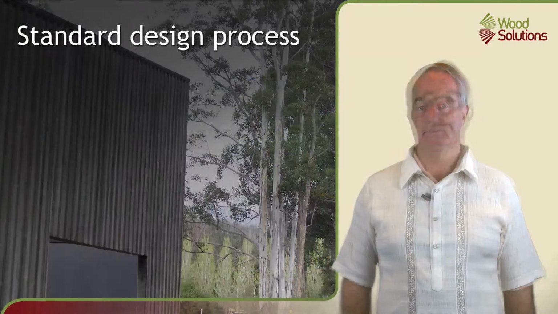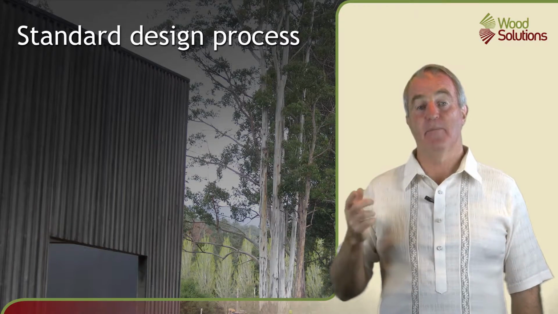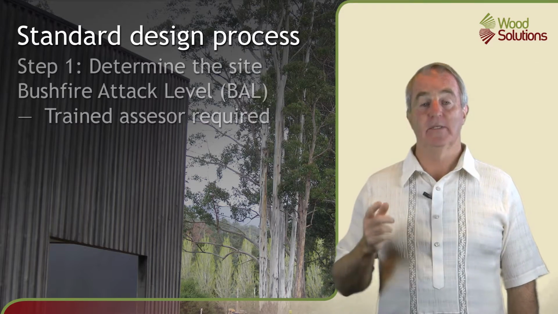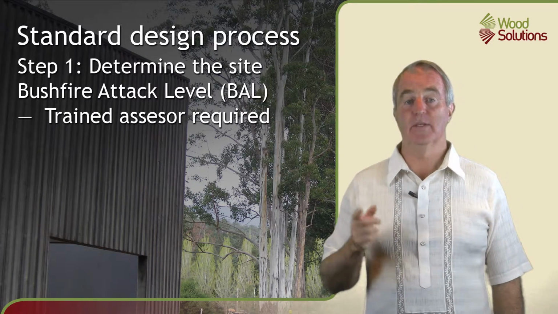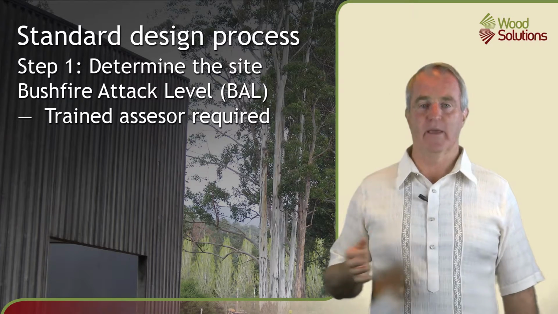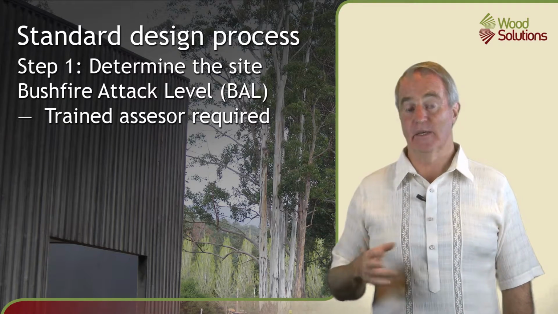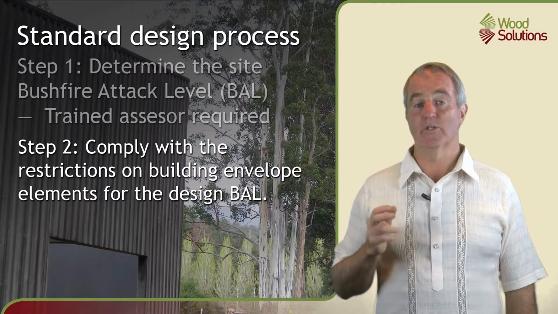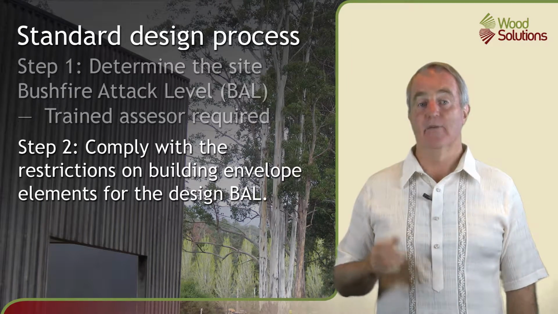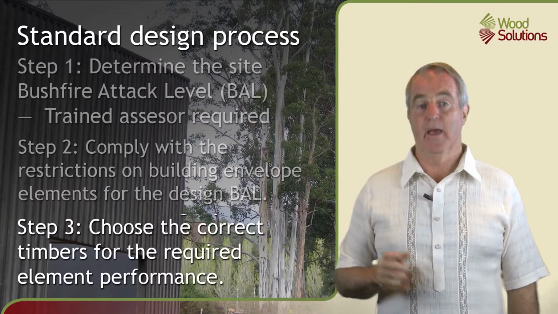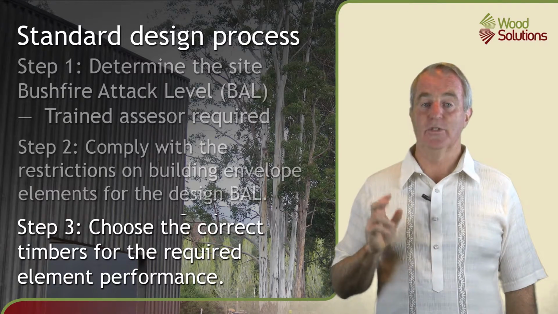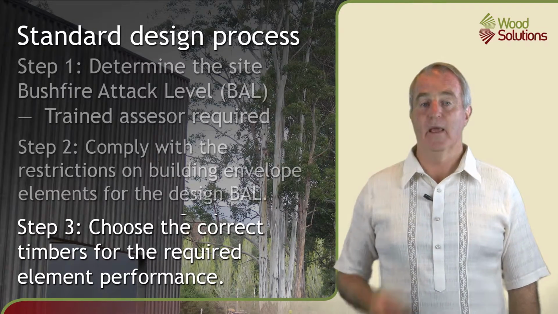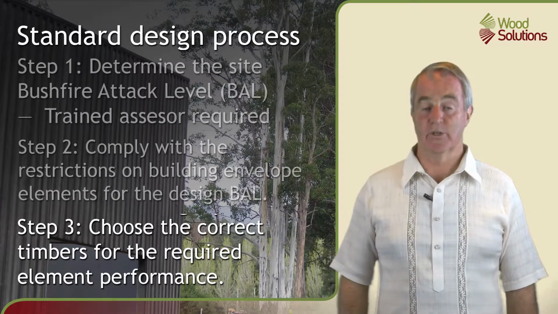There is a three-step process for design of timber elements under the standard. Step 1 is to determine the site's bushfire attack level, or BAL. Usually a trained assessor is required for this. Step 2 is to comply with the restrictions on building envelope elements for the design BAL. And step 3 is to choose the correct timbers for the required element performance. Let's look at each of these steps in turn.